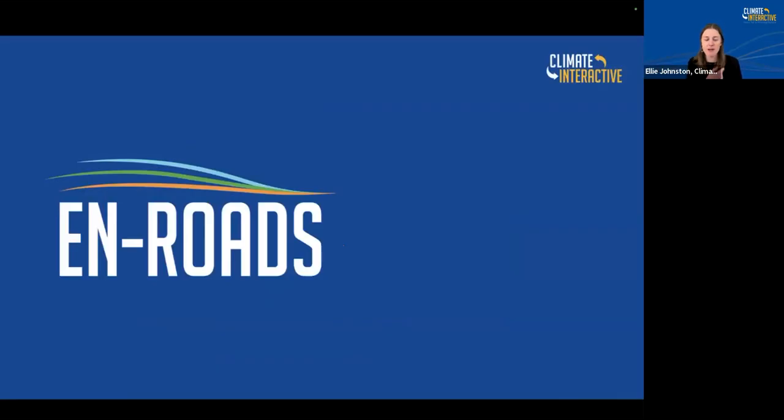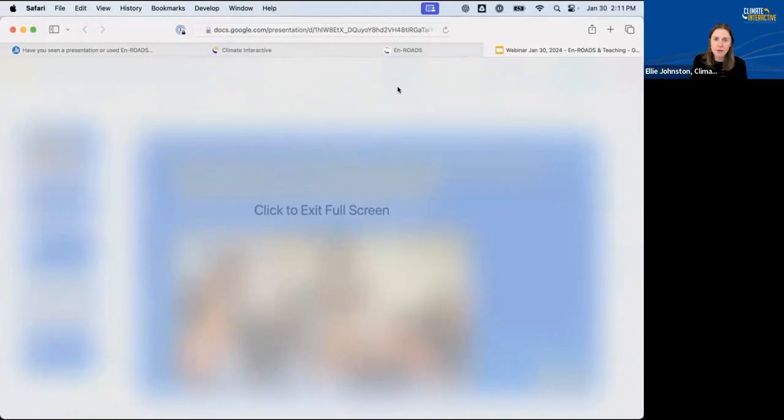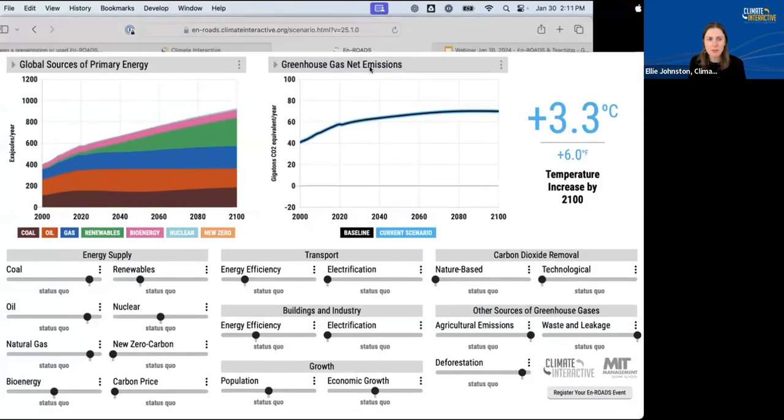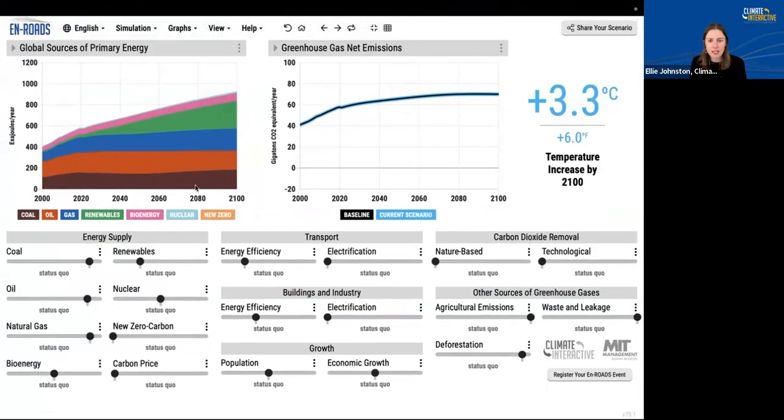And that's where I bring in En-ROADS. So this is the tool that I'm going to spend the most time talking about today. It's our climate solutions simulator. And we built it, again, in collaboration with MIT Sloan School of Management. What you're looking at here is the dashboard, the main screen of En-ROADS.